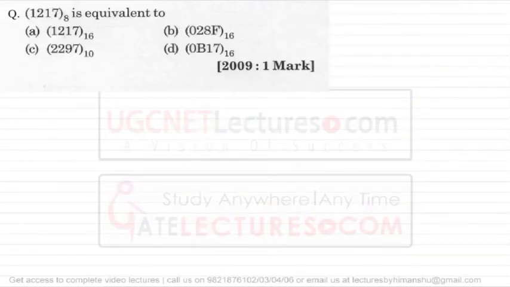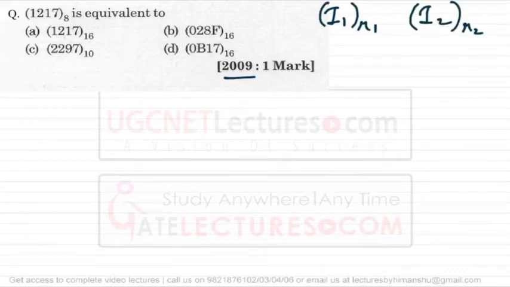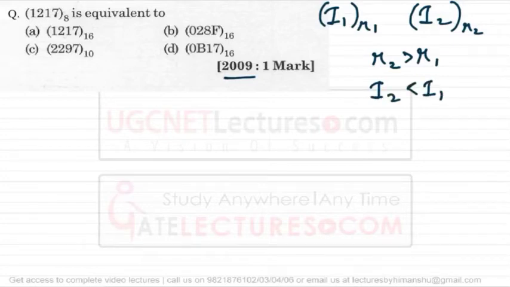Look at one more question from GATE 2009. So what are they given? What have they given? They have given a number in octal number system, and they are asking for its equivalent in hexadecimal or maybe in decimal. You remember one thing we have learned, that if this is one number in base R1 and I2 is another number in base R2, and if R2 is greater than R1, then I2 is going to be less than I1. We've also seen an example for this thing. If the base of a number increases, the magnitude of the number is going to decrease.